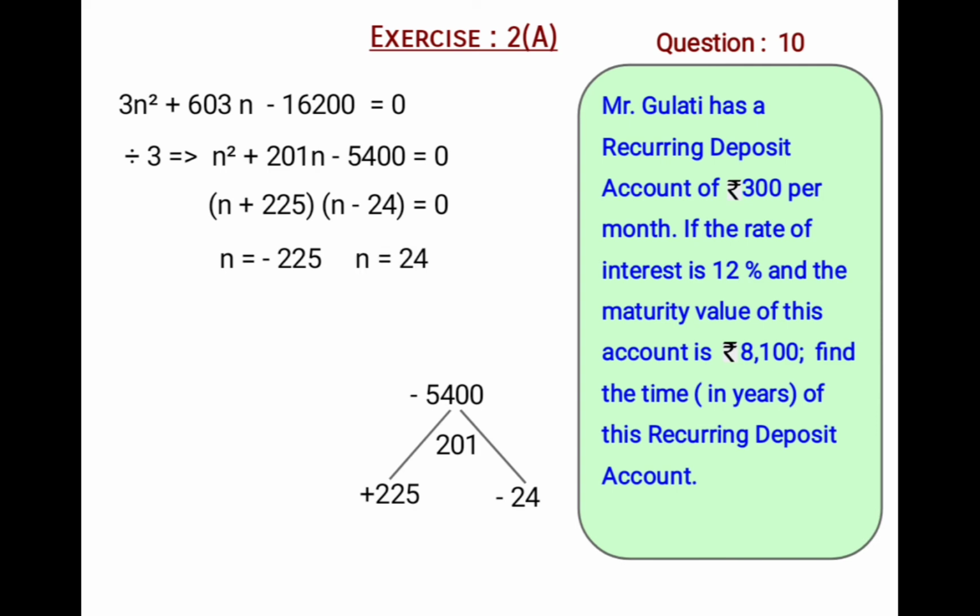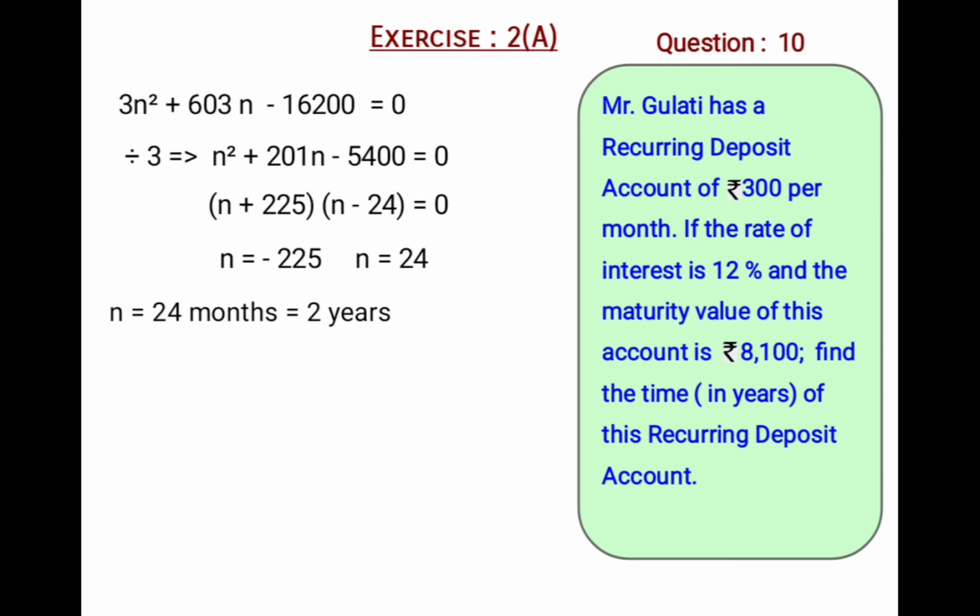n is a number of months, so it should be a positive value. Therefore, n is equal to 24 months. 24 months is nothing but 2 years. Therefore, the number of years is equal to 2 years.